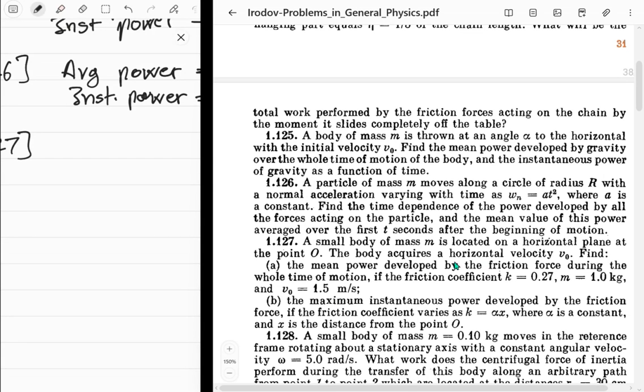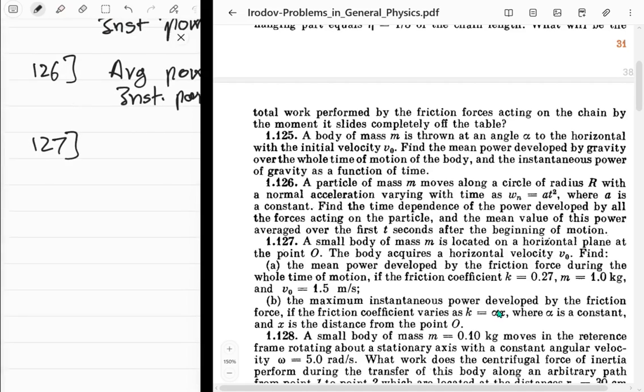Mean power developed. So we need a time. We need the time required for this to happen. Yeah, that's how it will be. So it's just a constant deceleration on it. The maximum instantaneous power developed. Fine, let's do this thing.